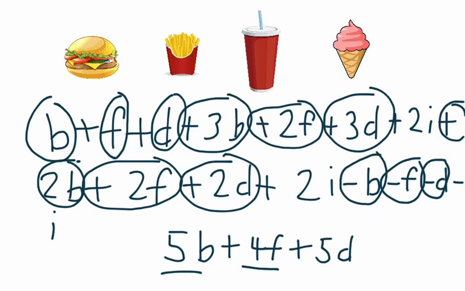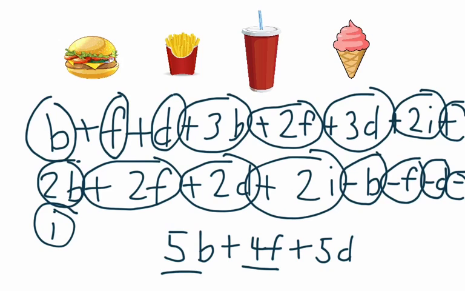And the last one is the ice cream. We don't have any in that first order. Here we have 2 ice cream, adding 2 more ice cream, and then we're going to take that last ice cream away. So we are having 2 ice cream plus 2 more ice cream, and then we're taking that last ice cream away, which leaves 3 ice cream. So our final order, we're ordering 5 burgers, 4 fries, 5 drinks, and 3 ice cream.